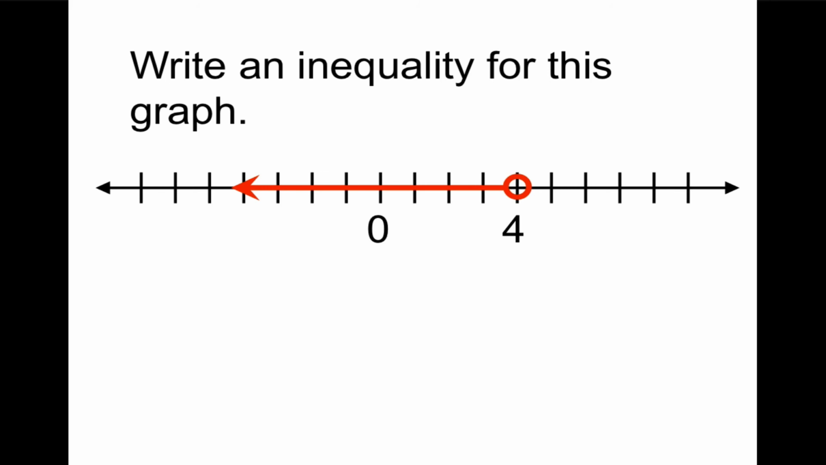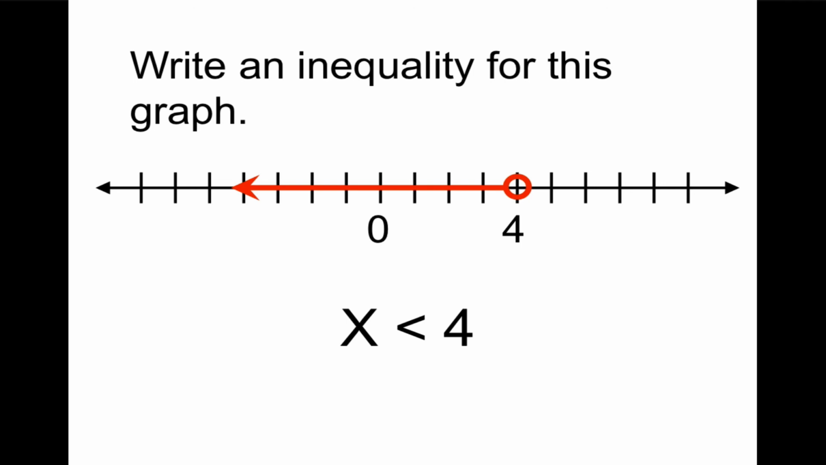Finally, let's look at a couple of examples where we have the graph and we want to write the inequality. So what's the border point here? It's 4. Is it equal to 4? No, because it's an open circle. Is it greater than 4 or less than 4? Well, this arrow is pointing to the left. It's the numbers less than 4. So x is less than 4 would be the inequality for this graph.